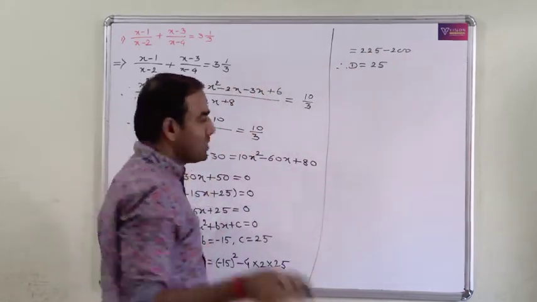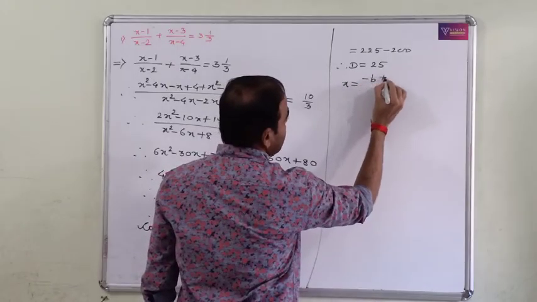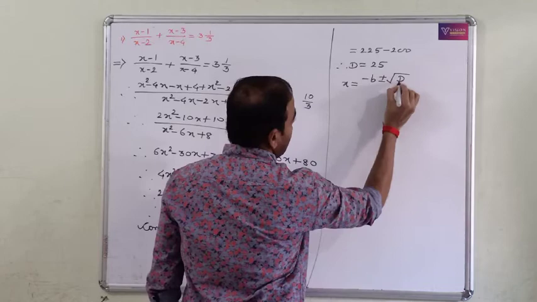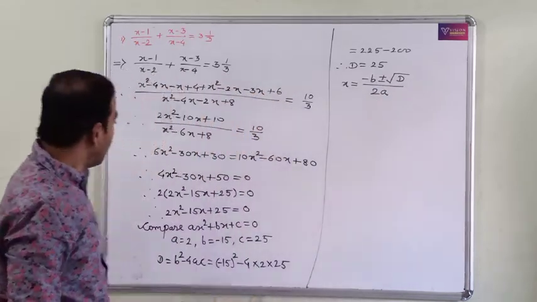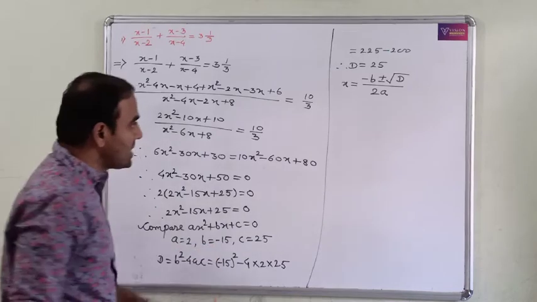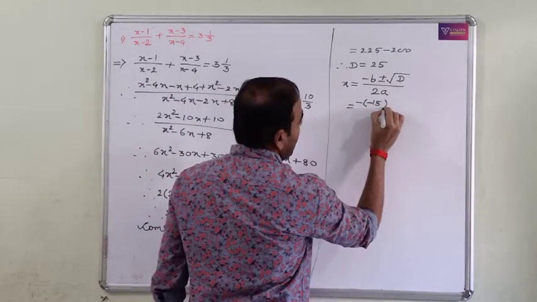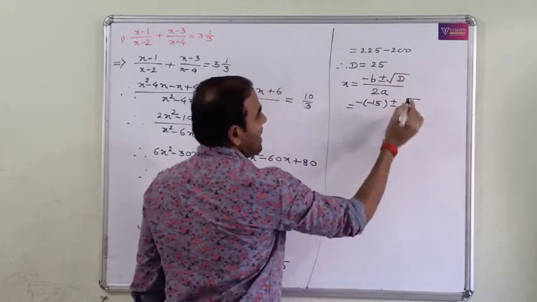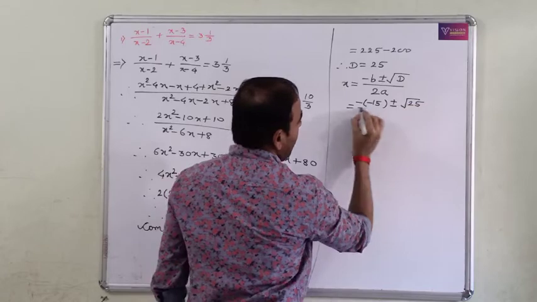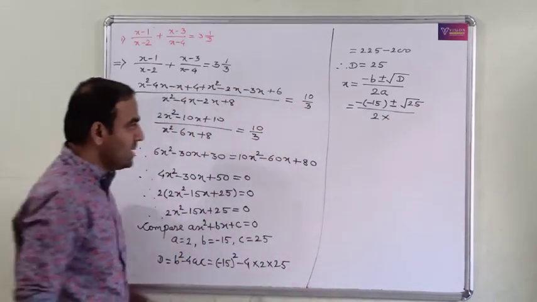Got it? Now use the formula. What is the formula? x is equal to minus b plus or minus under root D upon 2a. What value of b did we get? Minus 15. So taking minus 15 plus or minus under root of the value of D, which is 25, upon 2 into a. What is the value of a? a is 2.